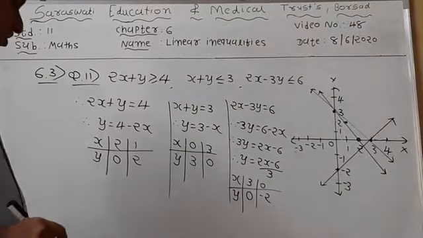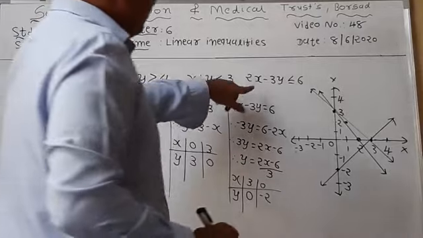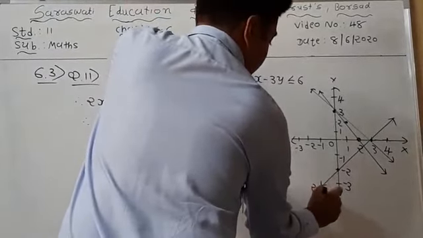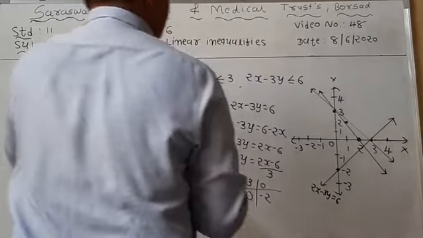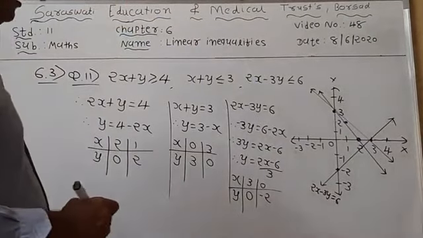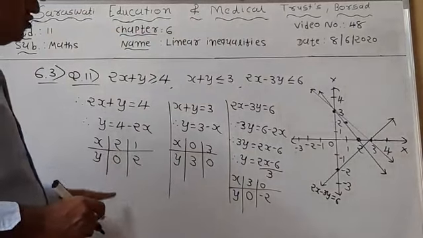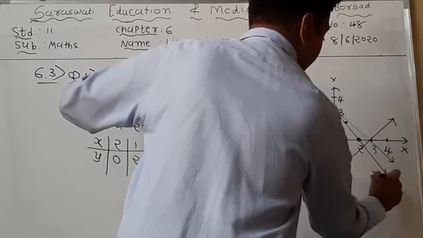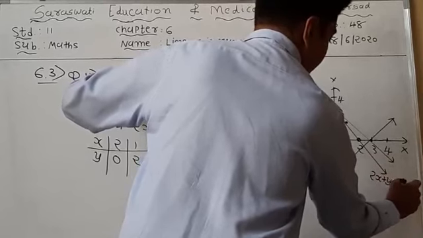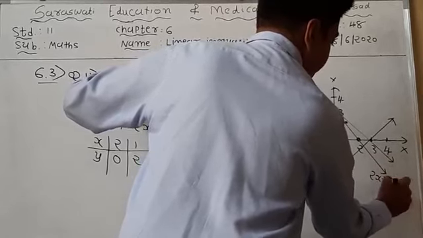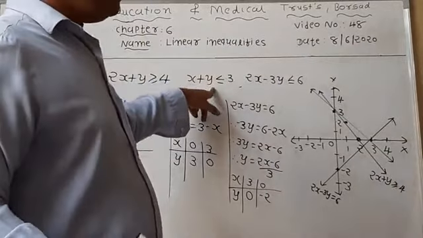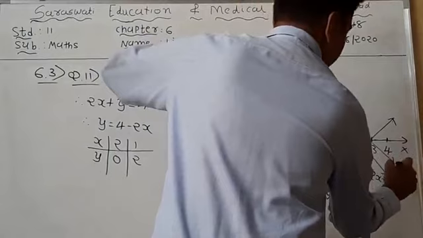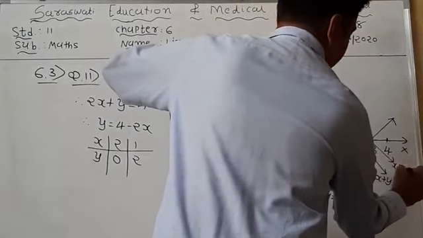Now write the equations here. This line is 2x minus 3y is equal to 6. In the first line, we can write 2x plus y greater than or equal to 4, and in the second equation write x plus y less than or equal to 3.